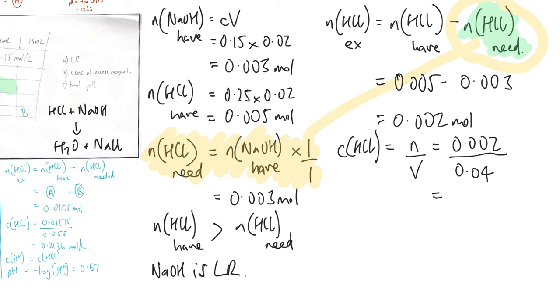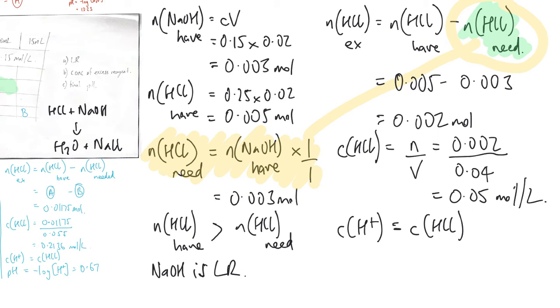0.002 divided by 0.04, which is equal to 0.05 mole per liter. Now, this is a real tricky bit. You have to show that you're converting your concentration of your acid into concentration of H plus ions, or OH minus ions from your acid and base. Please remember this step, all right?